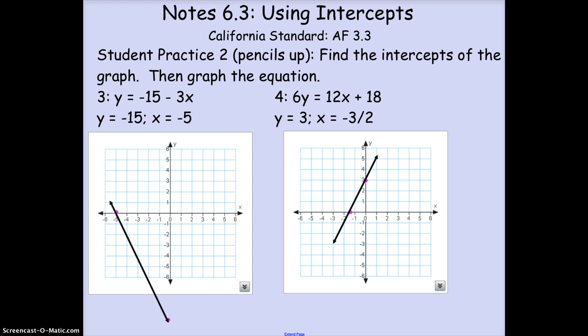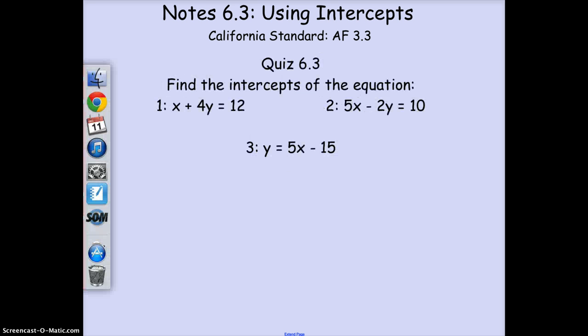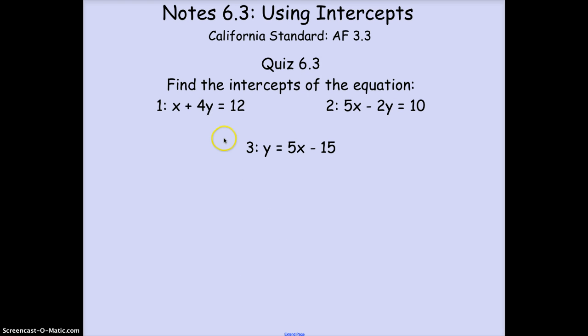So hopefully you did all right on those. Now we can go on to the quiz. Okay, please find the intercepts of the equation on problems 1, 2, and 3. So remember, your answers will be y equals and x equals for each of these. You'll have 2 answers for each problem. When you're finding y, make x 0. When you're finding x, make y 0. If you need to rewatch the video, make sure you do that before submitting your quiz.